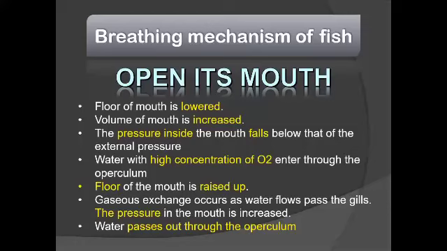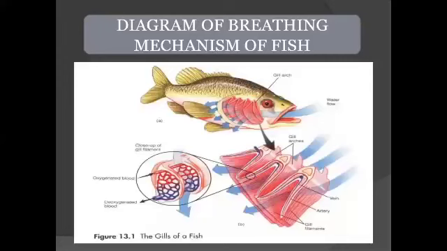The floor of the mouth is raised up. Gaseous exchange occurs as water flows past the gills. The pressure in the mouth is increased. Lastly, water passes out through the operculum. This is the diagram of the breathing mechanism of a fish.